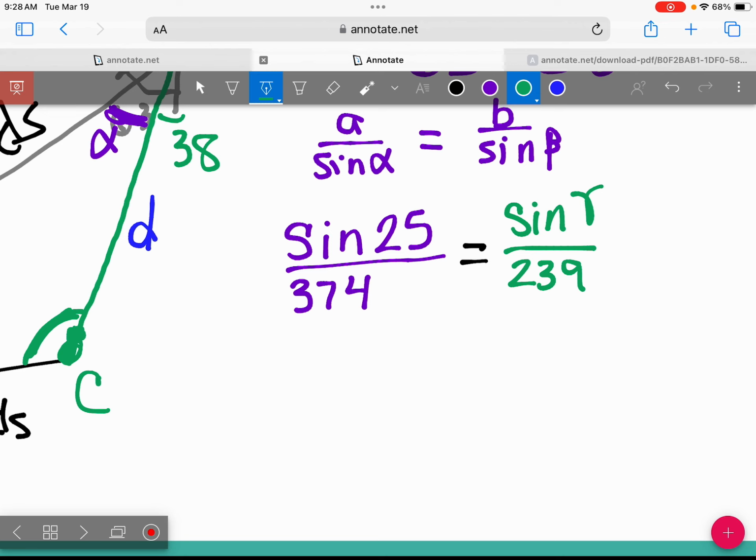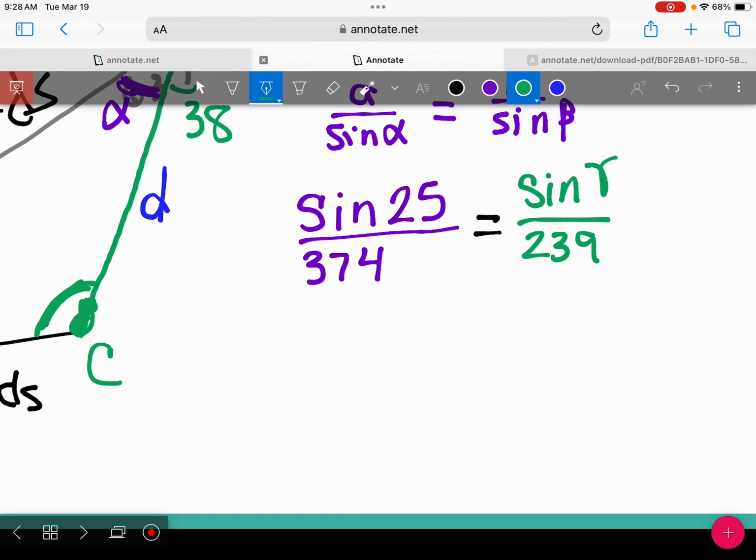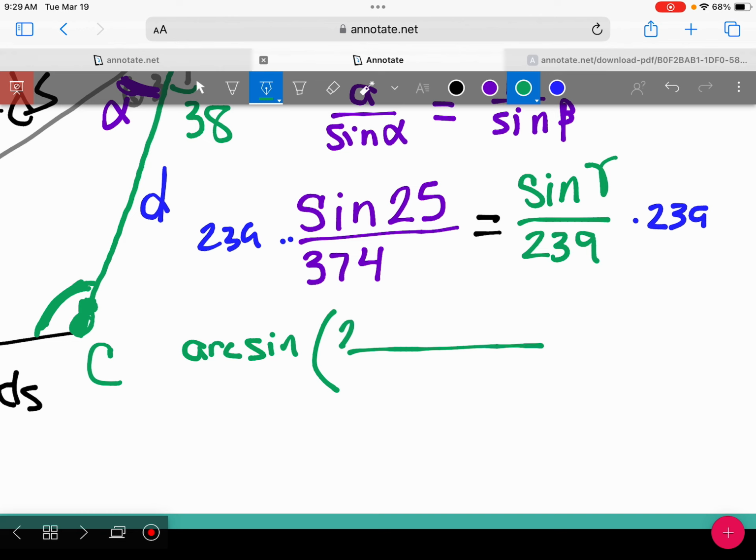So what are we going to do to get gamma by itself? We are going to have to inverse the sine. So we're going to wind up with arc sine or inverse sine of the whole thing. And I need to multiply it before I inverse sine it, multiply by my denominator. So we're going to do the inverse sine of 239 sine of 25 over 374.